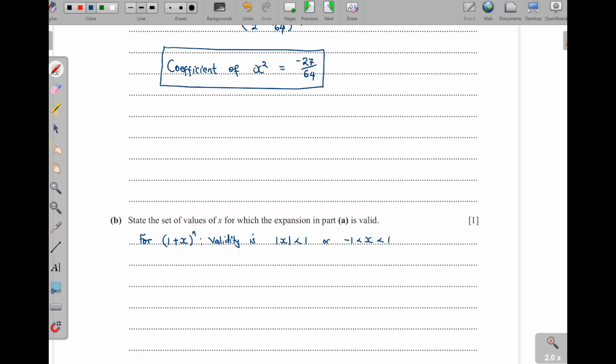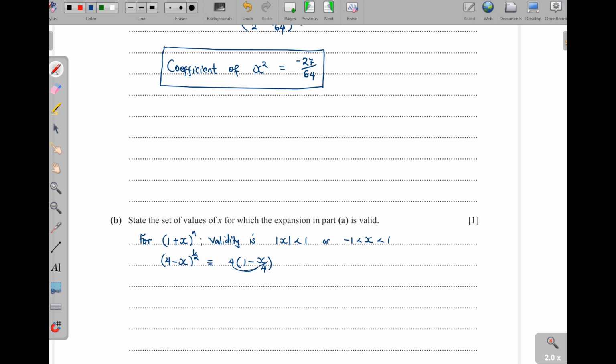So what we are having here for (4 minus x) to the power of a half, we need to create a 1 here. Okay, so how do we do so? Pull out a 4, factorize it. So we shall have now a 1 here. That means this x is going to be divided by 4, because you don't have to change the meaning.